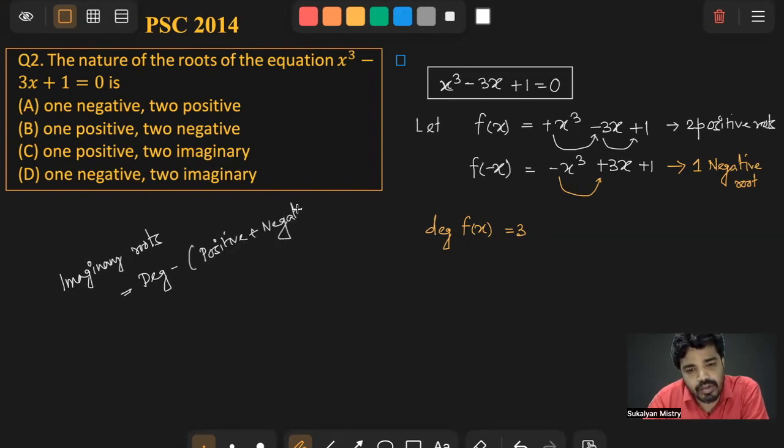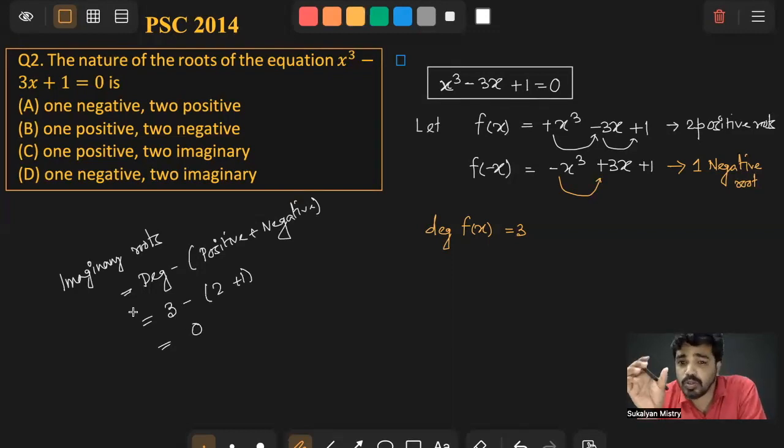So here the degree of the equation is three, positive roots are 2 and negative root is 1. So 2 plus 1 is 3, and 3 minus 3 is 0. So there is no imaginary root. So this equation has two positive roots and one negative root.